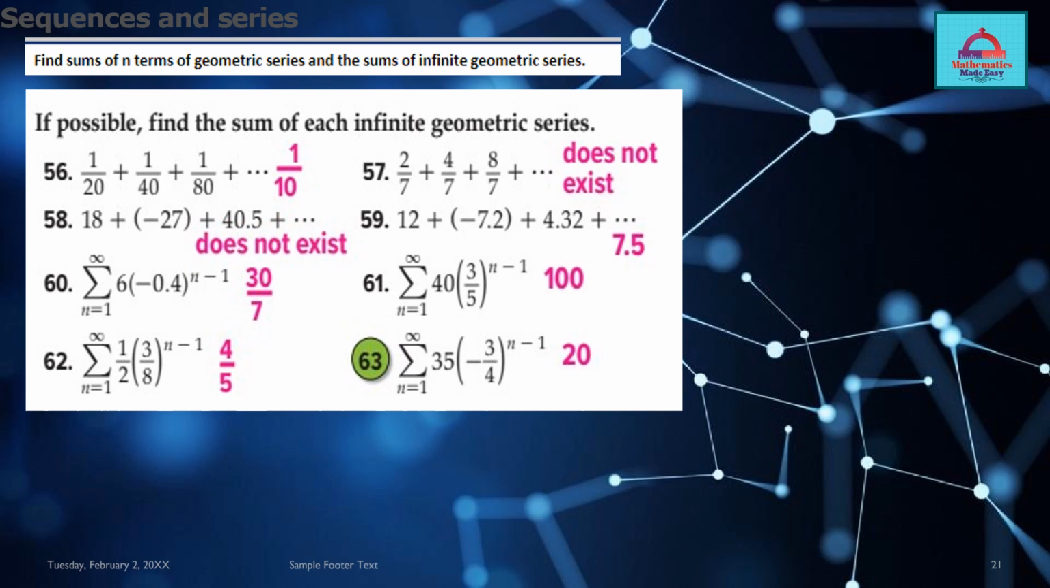Next we have from sequence and series, the learning objective: find sums of n terms of geometric series and sum of infinite geometric series. This question is on infinite geometric series, as you can see. So we are going to use the key concept of sum of infinite geometric series. So I'm writing here sum of an infinite geometric series. And if that question is coming to your mind, how do you know that this is a question on infinite geometric series?